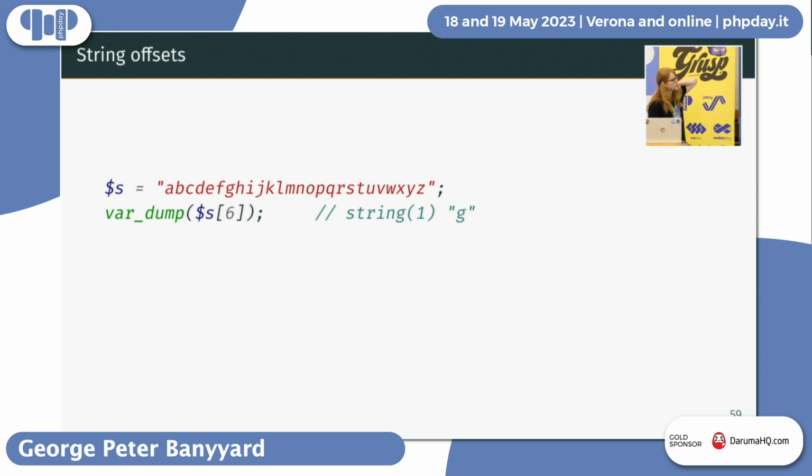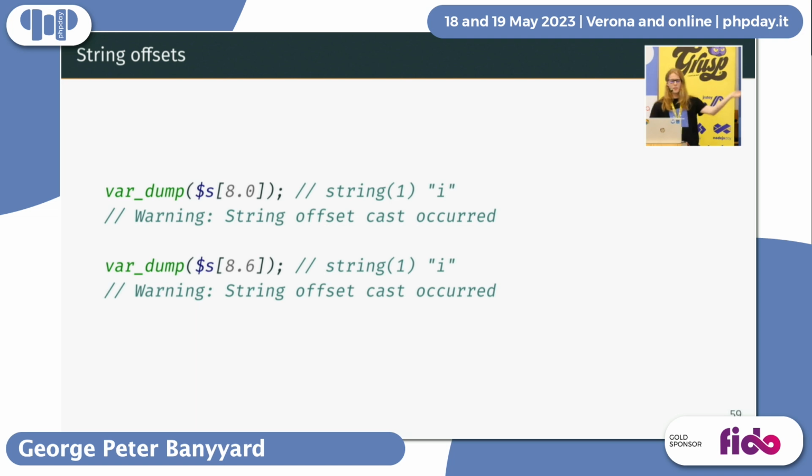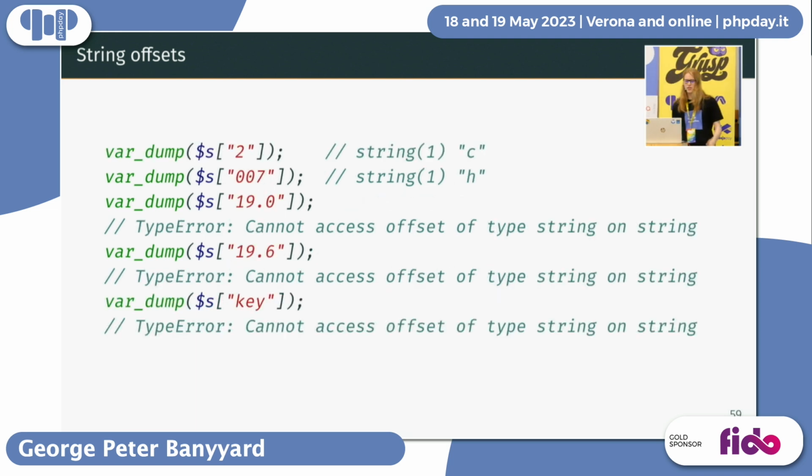But you can also access string offsets, where I just have an alphabet, and I can access the 6th element, which gives me my initial. I can do null, which gets converted to 0, but PHP complains, which is surprising. It's just like, oh no, you can't do this. This doesn't make any sense. I was happy initially. Whatever I pass, a string cast occurs, and it's complaining all the time. Except if you pass in a string integer, then it's just fine. Let me convert the string to an integer and just use this.